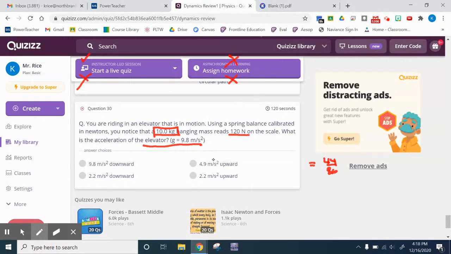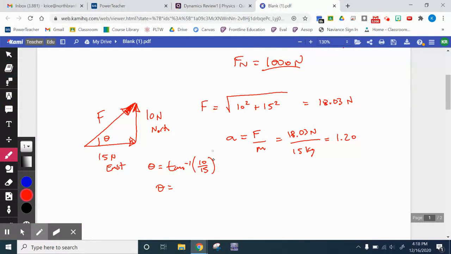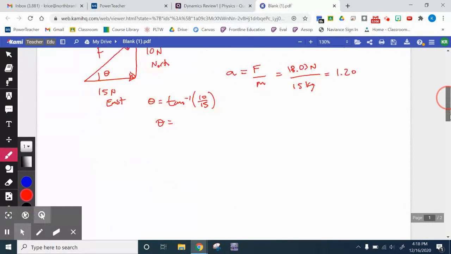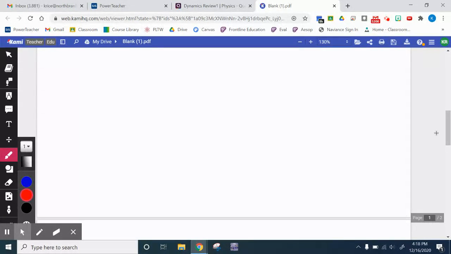We could probably get this by process of elimination or pretty close, but we've got a 10 kilogram object that has an apparent weight of 120 newtons. So on a spring scale, we've got a tension force essentially, not that it matters. The answer is going to come out the same way. We've got mg, but we were told to use 9.8. So that is a mass of 10 times 9.8 gives me 98 newtons down.